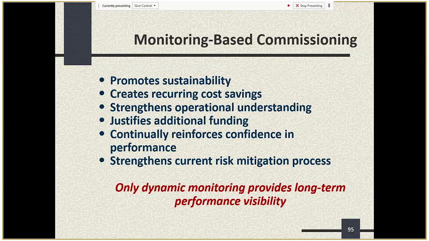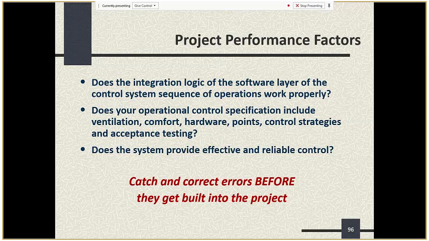All right, let's go to 96. So these are just some things to think about when you're thinking about project performance factors for an EMS. Does the integration logic of the software layer in the control system sequence of operations work properly? Does the operational control spec include ventilation, comfort, hardware points, control strategies, acceptance testing, all these sort of good things that you look for to make sure that your system is providing effective and reliable control? Why do you want to do all these things when you're building out the project? Because you want to make sure it works and functions the way you intend it to work.